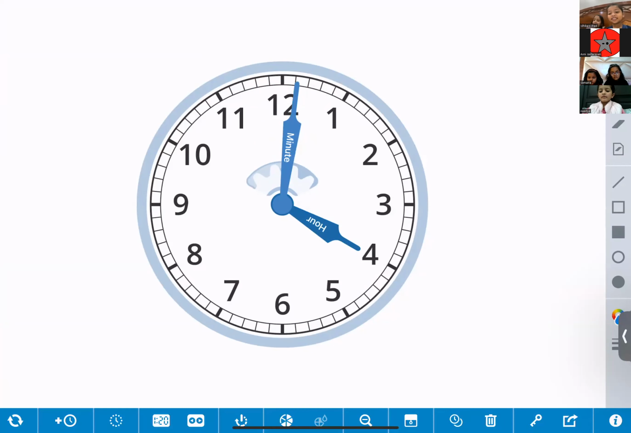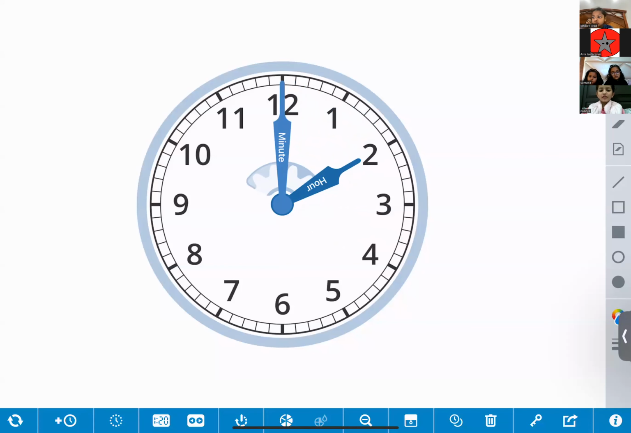So when we see this minute hand at 12, we call it o'clock. So everybody is going to tell me the time. Going with Nadia first. What is the time? 4 o'clock. Because the minute hand is on 12, so we will say it is o'clock, and the hour hand is on 4, so we will say 4 o'clock. Nadia, try again, okay? What is this time?